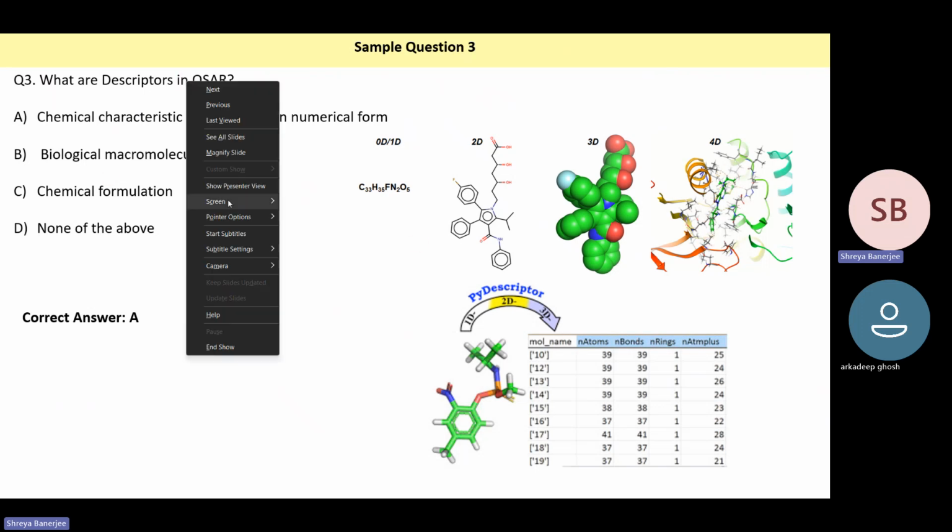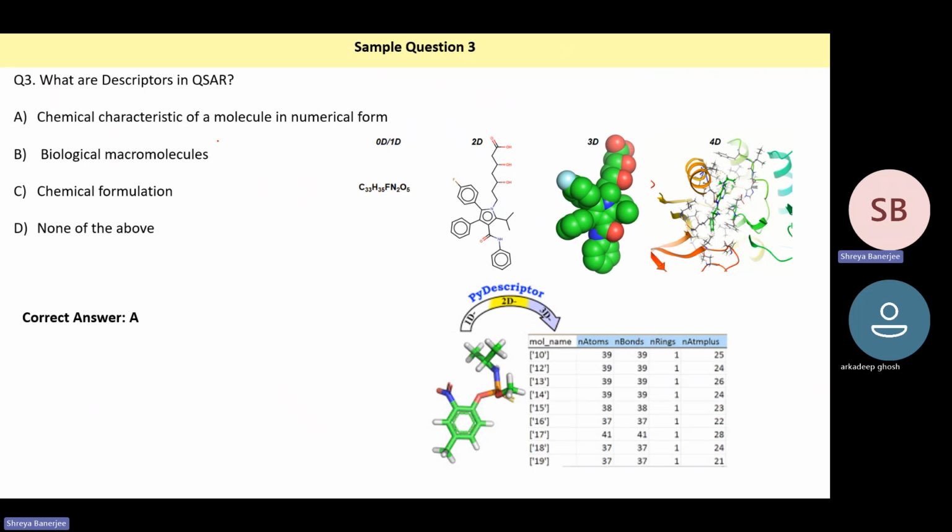So what are descriptors in QSAR? Biological macromolecule is not a descriptor. Chemical formula itself is not a descriptor. What is the descriptor is the number of atoms. So 33 carbon, that is a descriptor. The formula itself is not a descriptor.